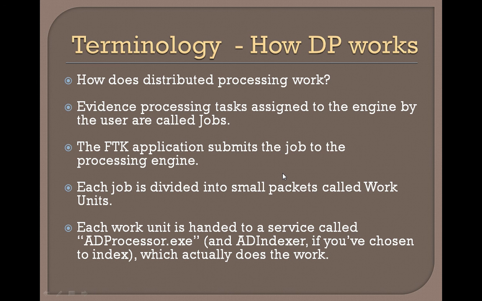Now, all this divvying out of the work packets or work units and jobs is handled by the FTK header, and it's done over the network. So network bandwidth is really critical. You need a gigabit switch and you need gigabit NICs. Anything less just isn't going to cut it really for this type of environment.